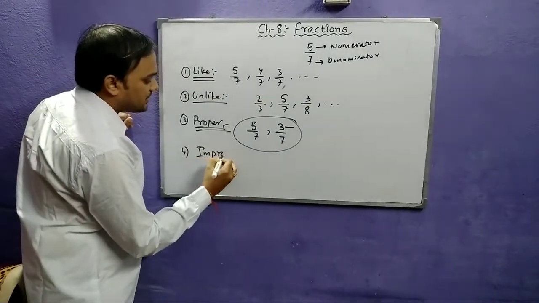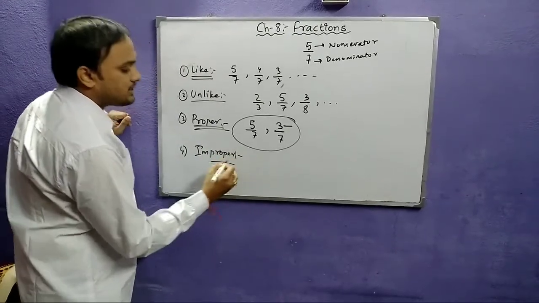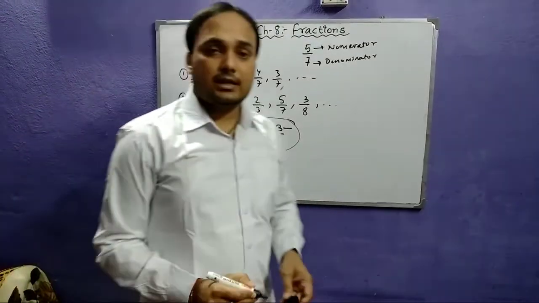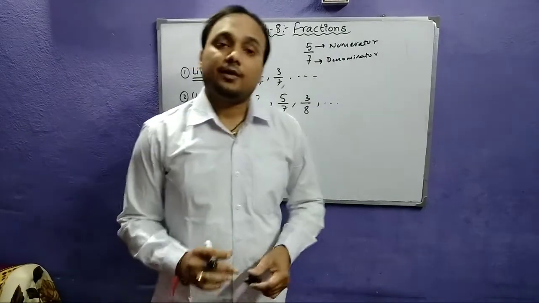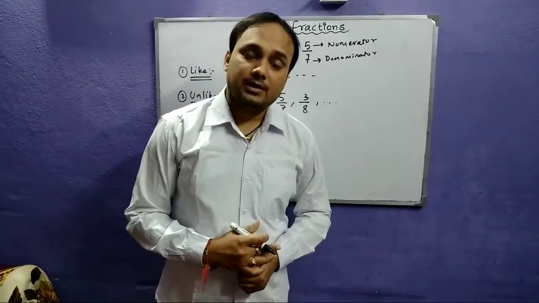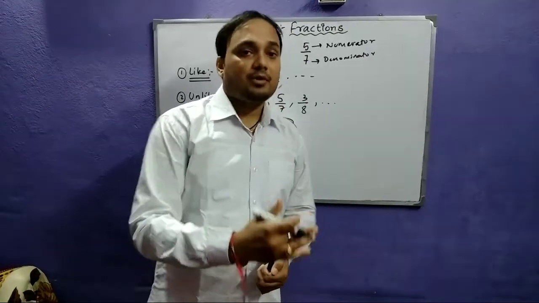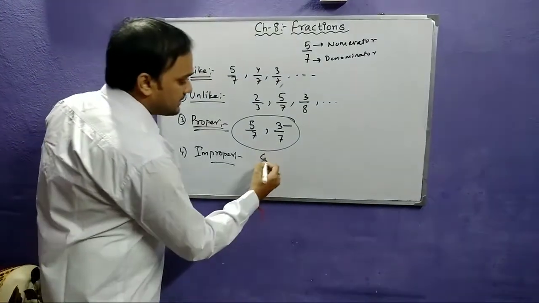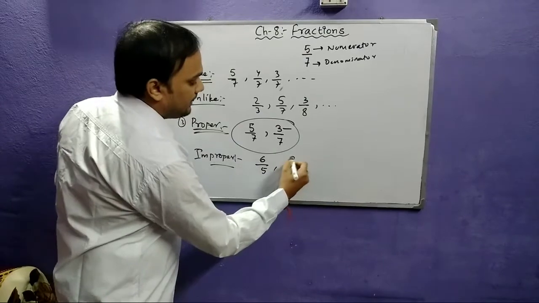What is an improper fraction? It is just the opposite of a proper fraction. As a proper fraction has a numerator lesser than the denominator, an improper fraction will have a denominator lesser than the numerator. That means the denominator will be less and the numerator will be more, like 6 by 5 or 8 by 7.